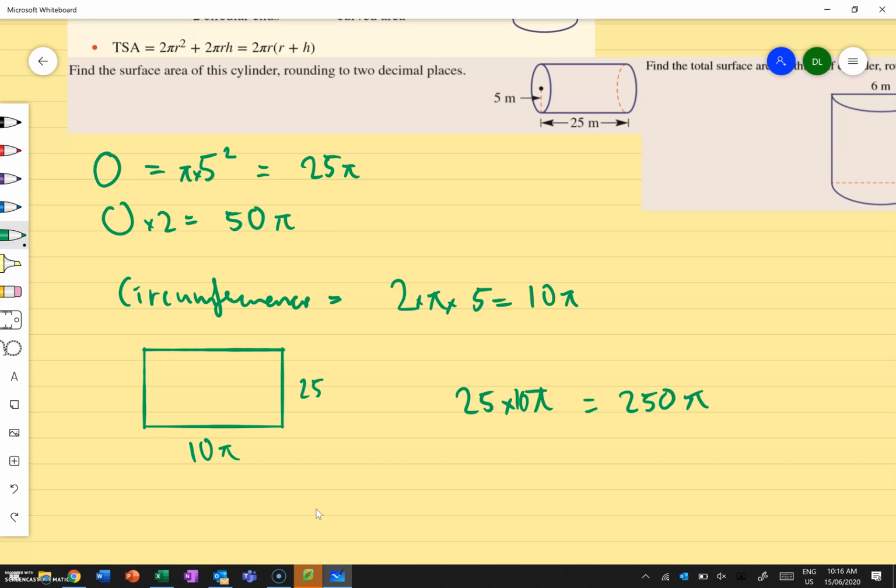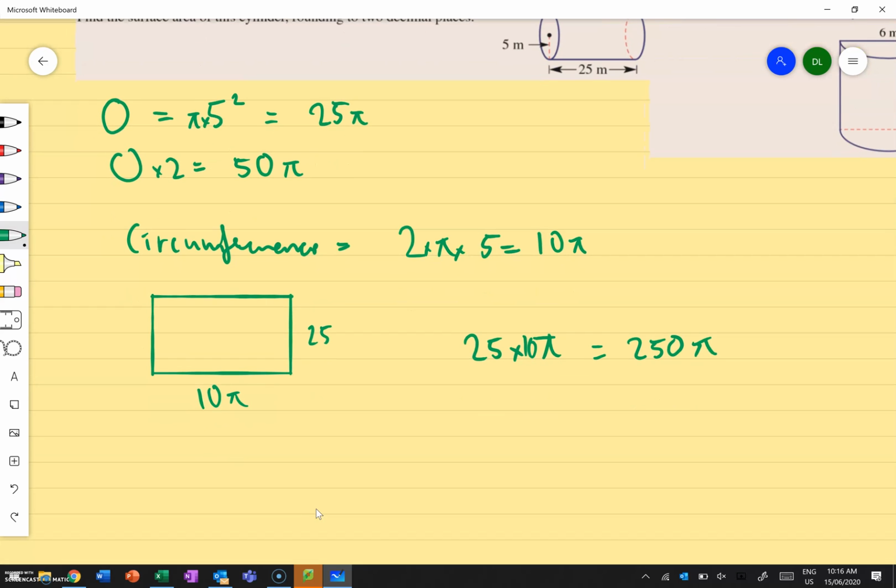So I know my total surface area is equal to 250 pi, which is what we just did earlier here, plus the original 2 circles, which is 50 pi, which gives me 300 pi.